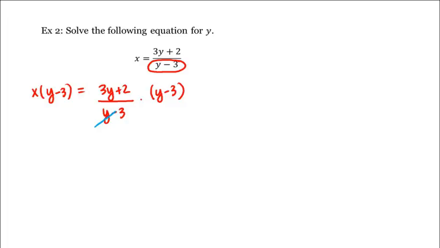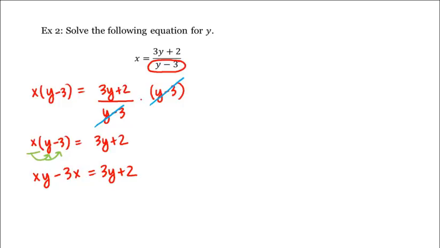And now the y minus 3's on the right will cancel, and we are assuming here, of course, that y does not equal 3, which leaves us with x times y minus 3 is equal to 3y plus 2. And now let's distribute this x to both of these two terms, which gives us xy minus 3x is equal to 3y plus 2.